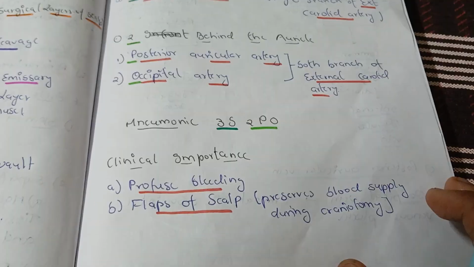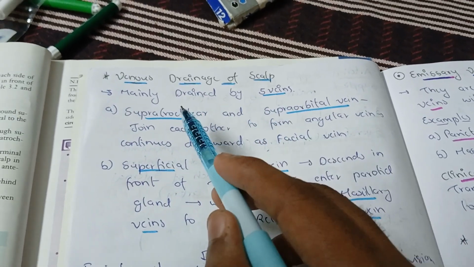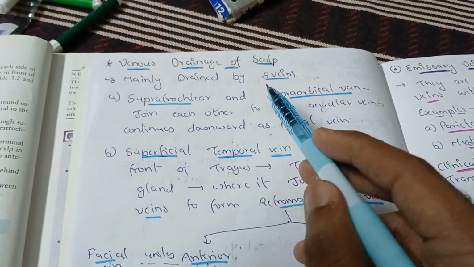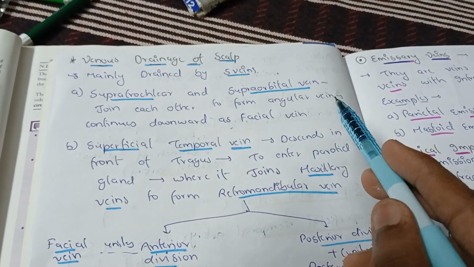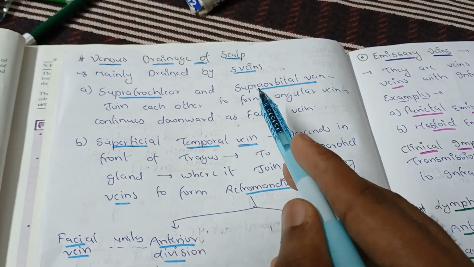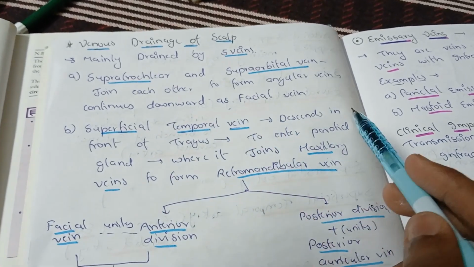Now let's go into the venous supply of the scalp. Venous drainage of the scalp. The scalp region is mainly drained by 5 veins. Those are supratrochlear vein and supraorbital vein. Both of them join together to form the angular vein, which continues downwards as the facial vein.